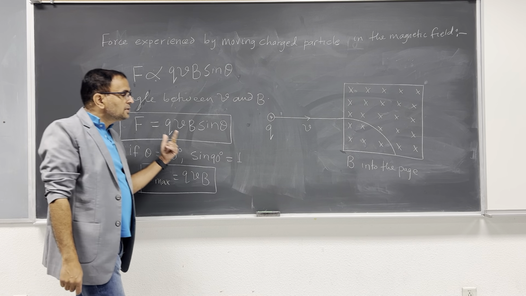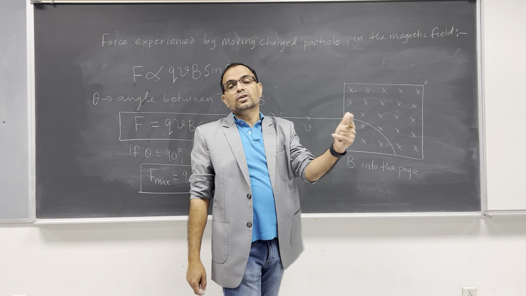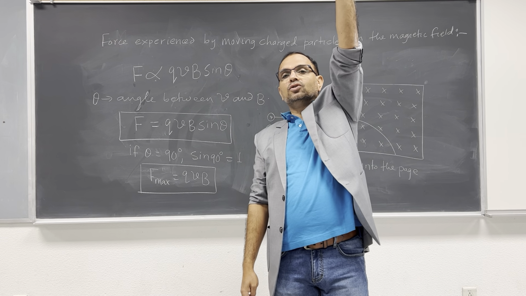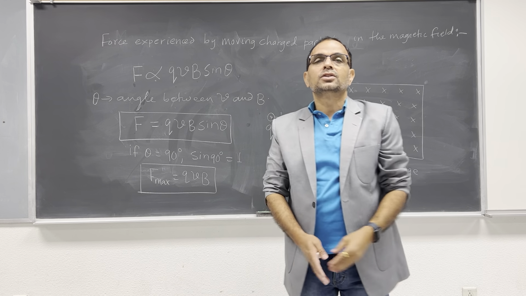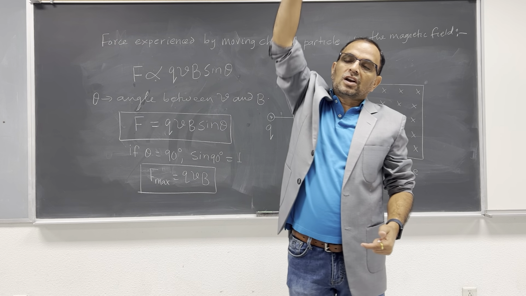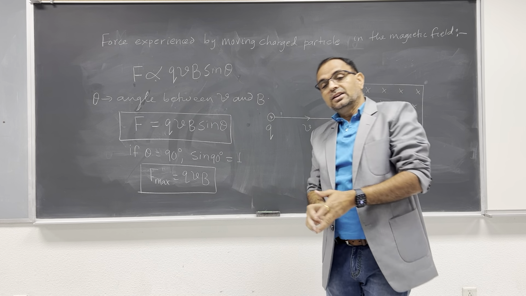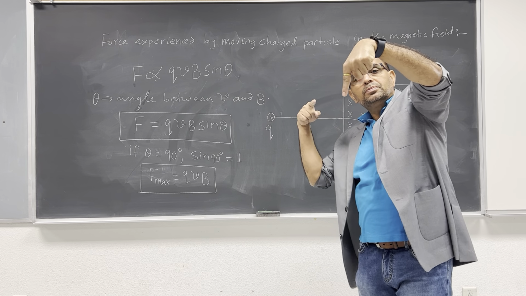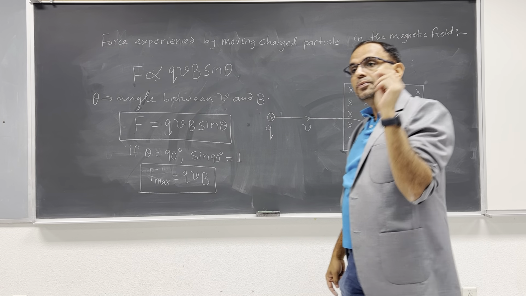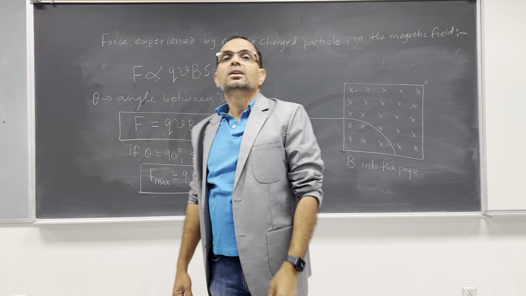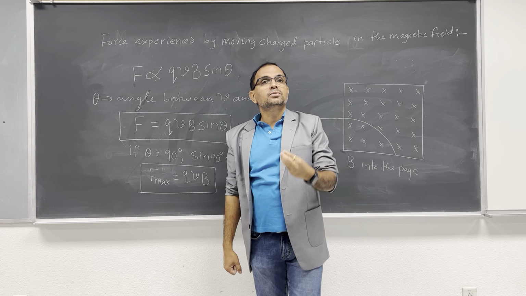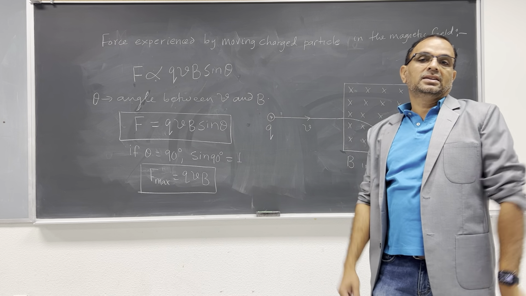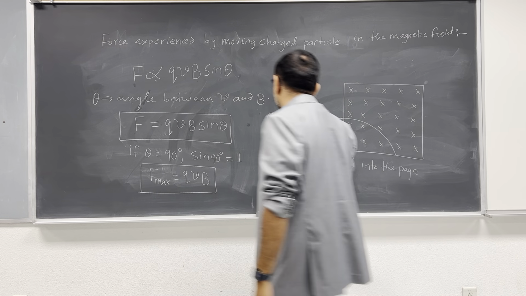That means the charged particle is moving perpendicular to the magnetic field. Think like this: suppose the ceiling is the north pole and the floor is the south pole. So the magnetic field is from north pole to south pole, in this downward direction. If the charged particle is moving perpendicularly, the force experienced by the charged particle is maximum. So if the charged particle is moving perpendicular to the magnetic field, then the magnetic field exerts the maximum force.